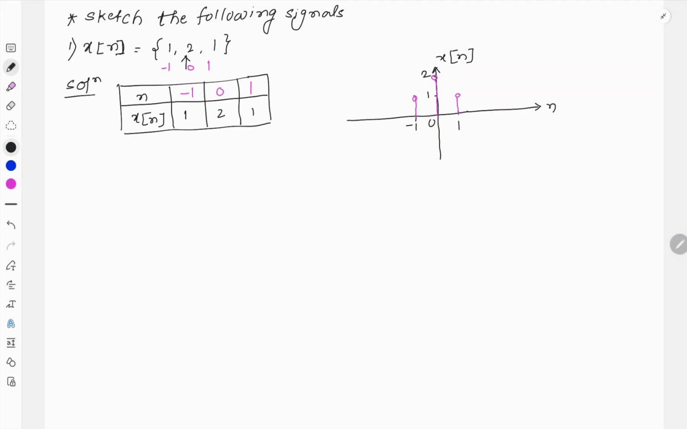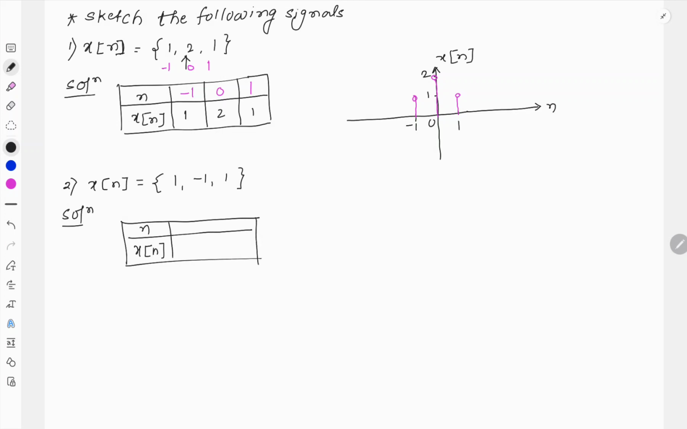Now let us see one more example. Let's say x of n is given as 1, -1, 1. And now in this case, arrow is not given. So again we need to prepare a table, n versus x of n. Here again it has 3 values, 1, -1 and 1. And now we are supposed to find out the values of n.